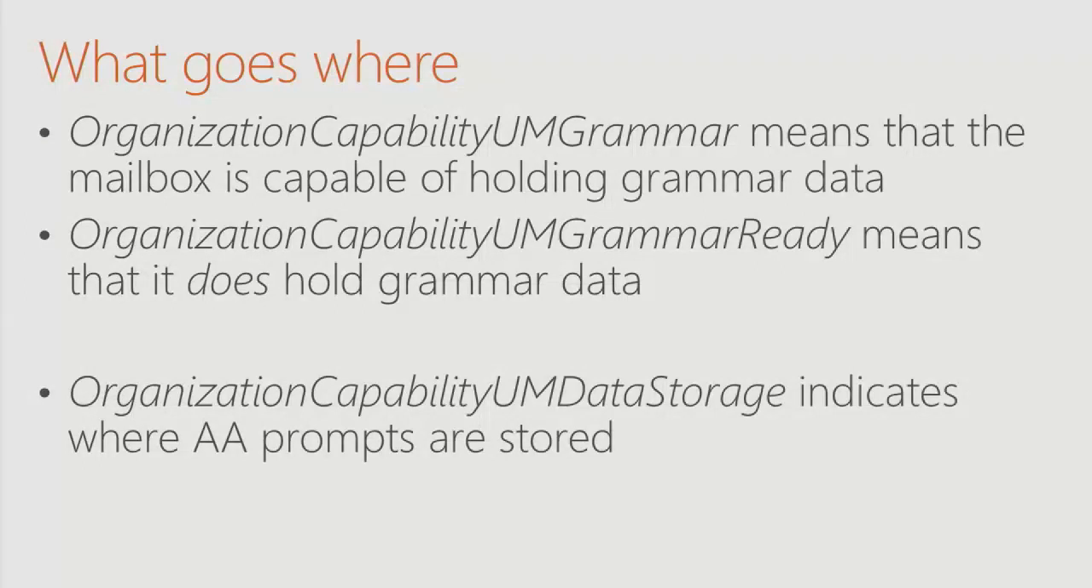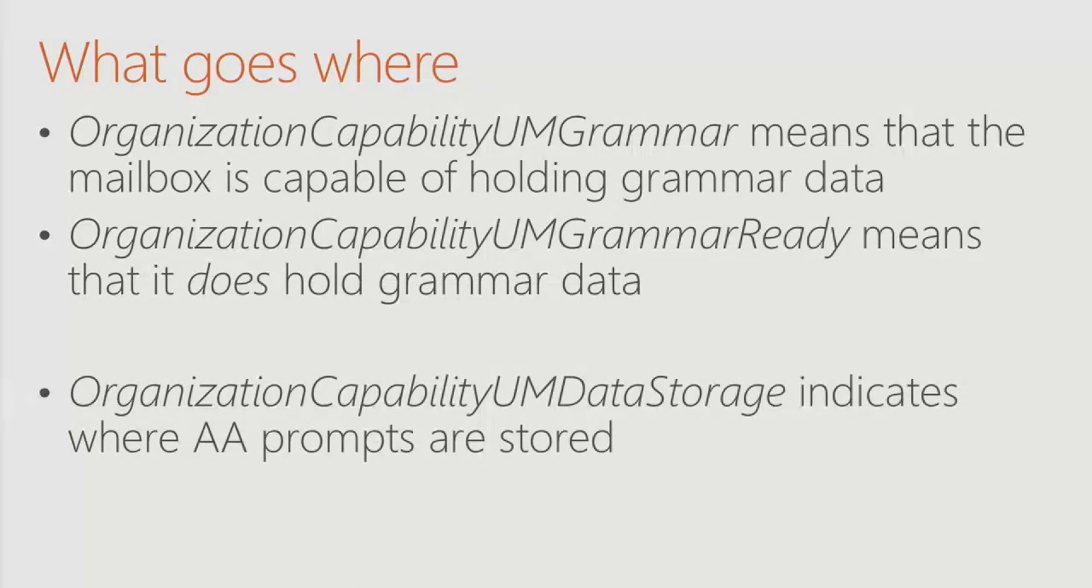Okay, this is another one of those invisible things that mostly just happens out of sight, and as long as it's working, it's great. And when it doesn't work, and you go to look for documentation, you find there isn't any. And so you call CSS, and they give you some magic incantations. Anybody done that before? So capability grammar means that that arbitration mailbox could hold grammar data.